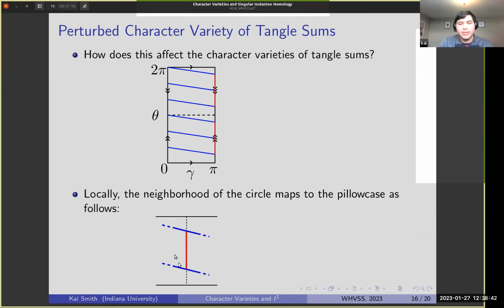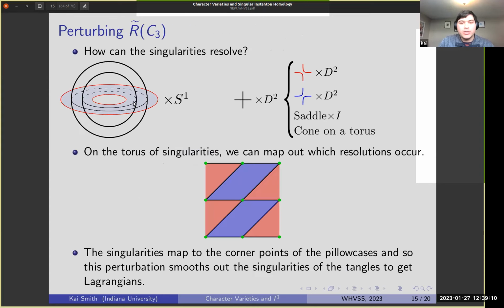So locally, our picture looks like this. We want to understand how it perturbs. And so the way we can do that is by looking at these 2 singular points. Each of these singular points is a singularity in the character variety of the tangle sum. We can restrict that character variety to the part of that tangle sum which makes up the C3 tangle, which means each of these singularities lives somewhere on these 2 tori that are part of this singular set.